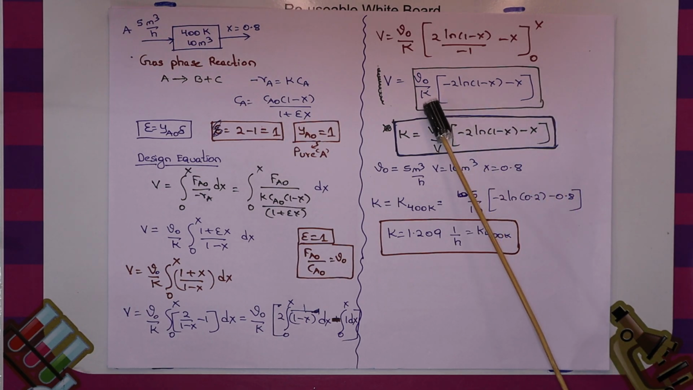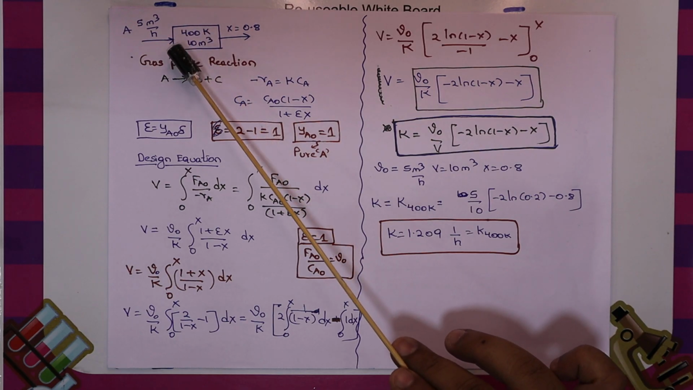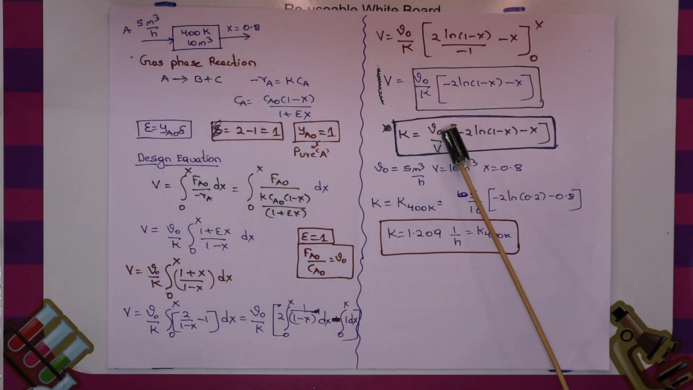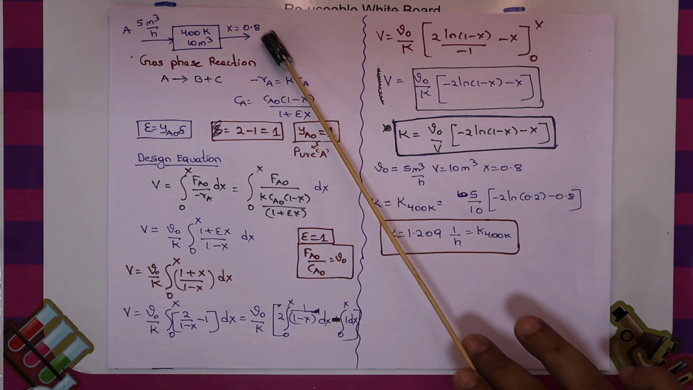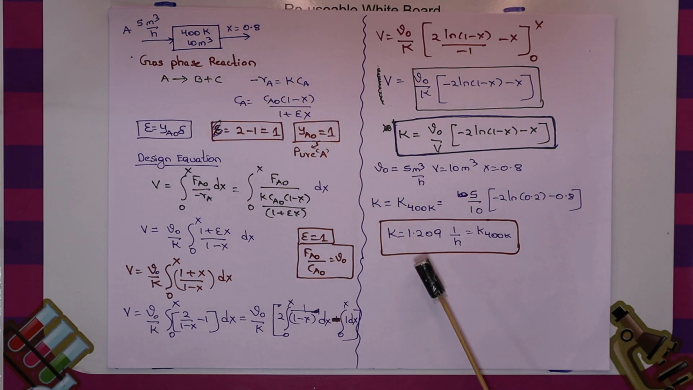From this you can find k, that means the rate constant at 400 Kelvin for the PFR, which is nothing but V0, the volumetric flow rate, by volume, into minus 2 ln(1 minus x) minus x. X is given, it is 80%. If you substitute the values, you get k at 400 Kelvin as 1.209 per hour.